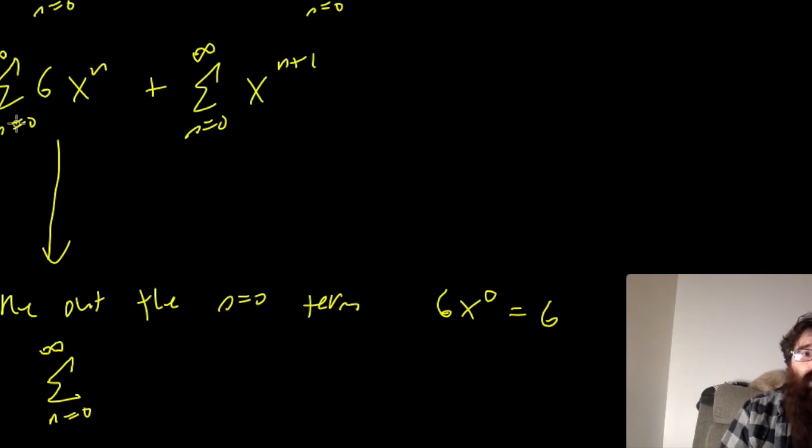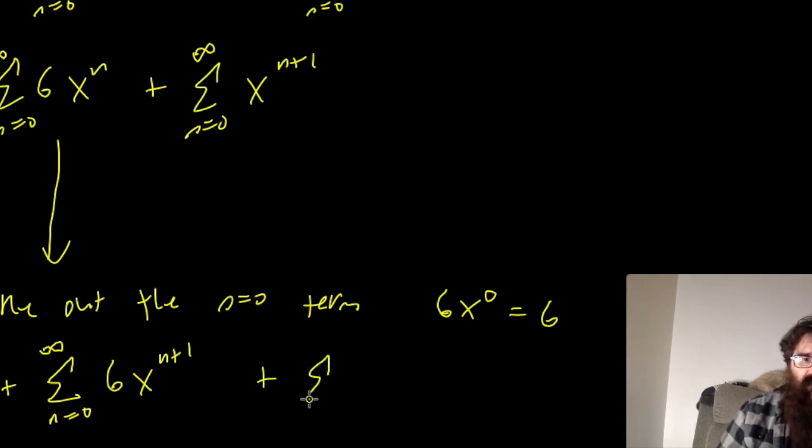So I'll say, let me bring out when n equals 0, I get 6 times x to the 0, which is 6. I'm going to bring that out, and I'm going to add it in manually. I'm going to say 6 plus, and then I'm going to leave the sum starting at 0, but now it's going to be 6x to the n plus 1. And this one, I'm just going to leave it alone.